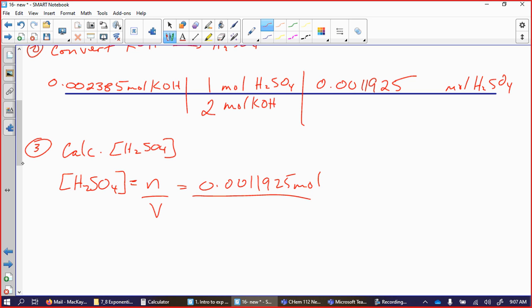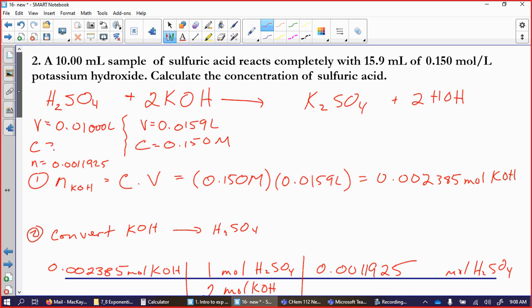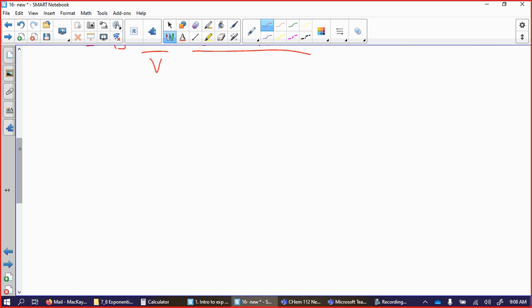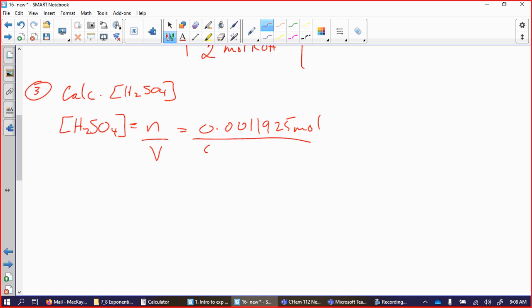Moles divided by volume, technically it's 3 or 4, 3, 3, so we're going to want 3 significant figures at the end. 0.01000, so that's going to move the decimal place over 2. So the final concentration of sulfuric acid after I do moles divided by volume is 0.119.